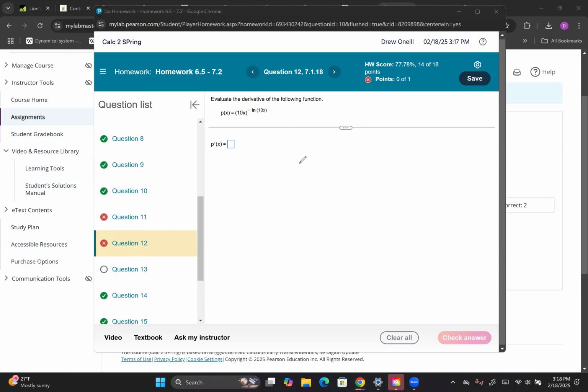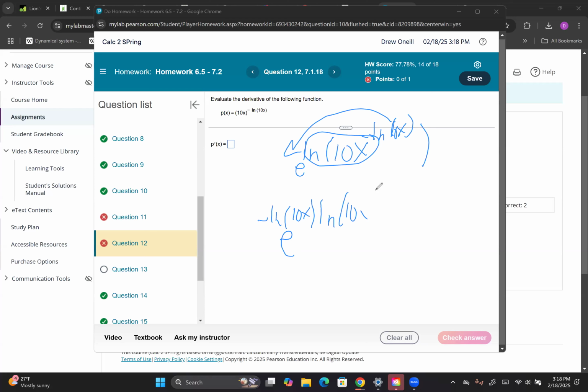So this is already, you can tell, pretty ugly. So what happens because of log rules is we really have this, e to the negative ln 10x. This thing comes down times the ln of 10x that's up here. Okay. So we have the same situation. We have our e to the u, and then we have to find du, which this is our u. So if that's our u, by applying product rule, we can get du.